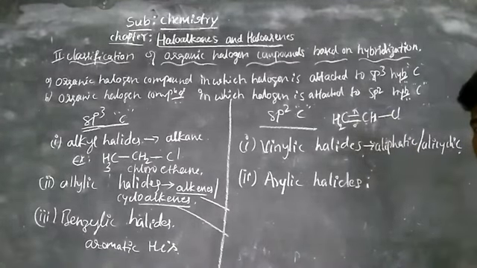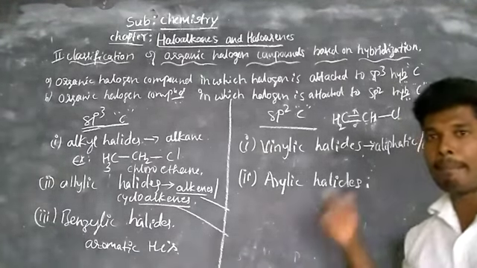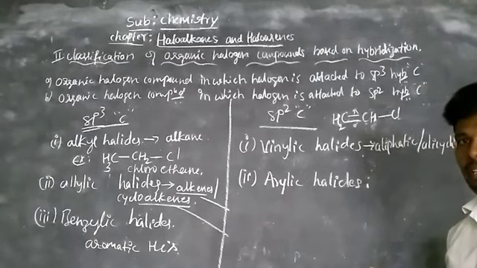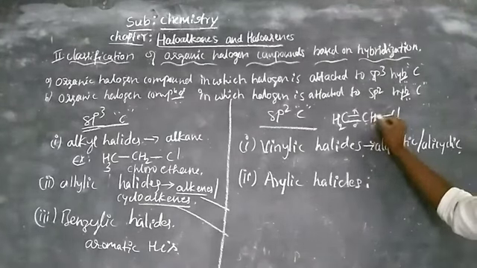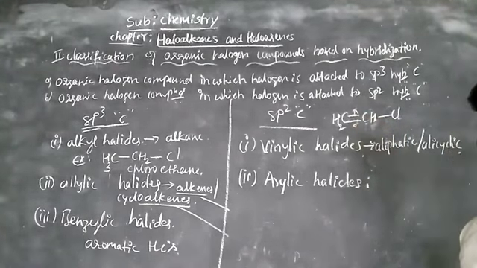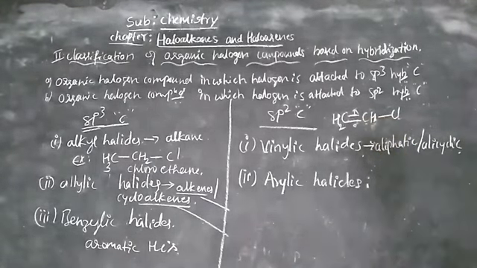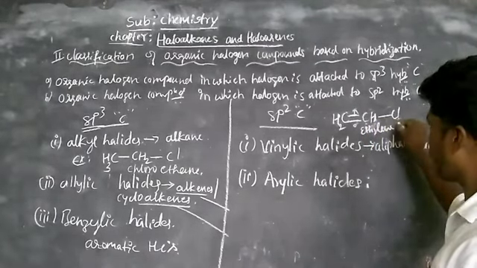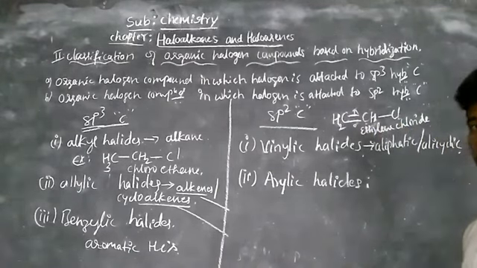When there are 3 bonds, what should we do? We say sp2 hybridized. In first year you learned in detail how to give the hybridization of carbon, whether it may be sp3, sp2 or sp. So here this is an sp2 hybrid carbon and the halogen is directly attached to the double bonded carbon. So its name is vinyl chloride, that is ethylene chloride. Its name is ethylene chloride.